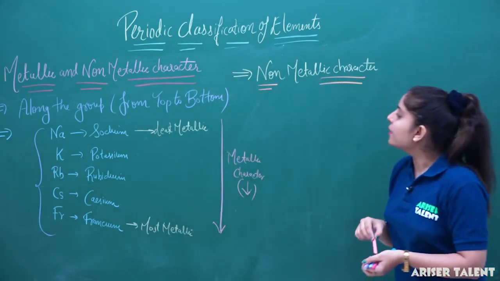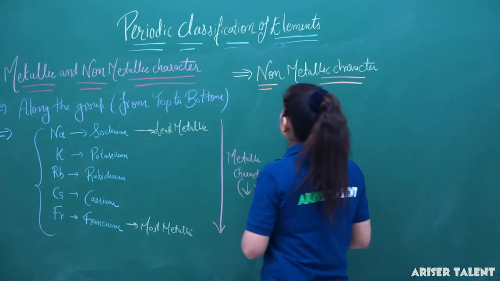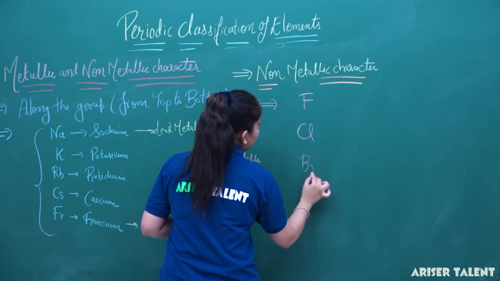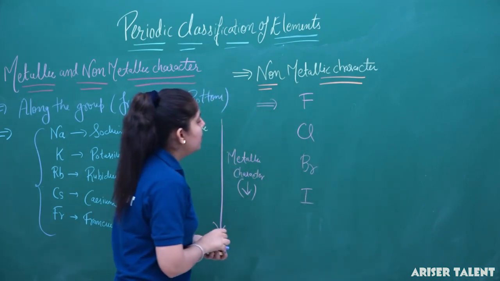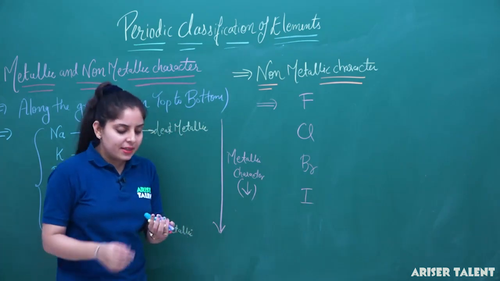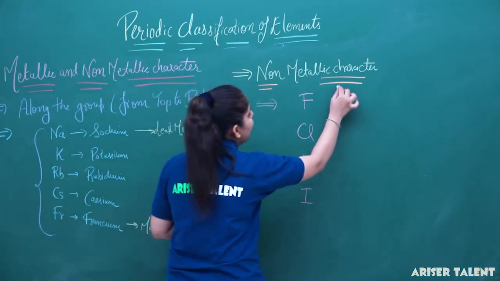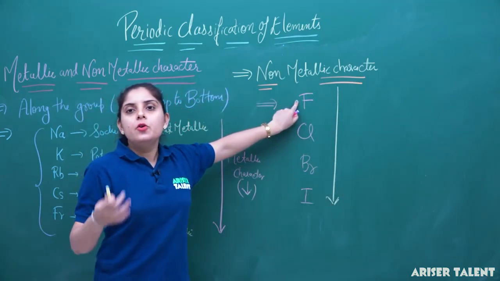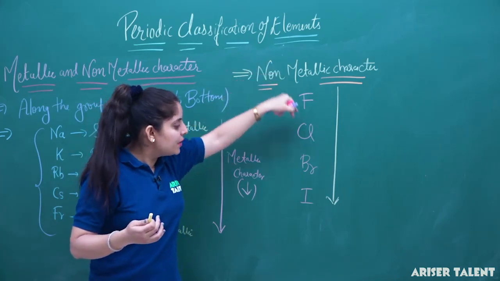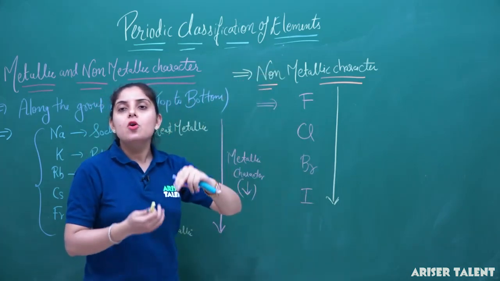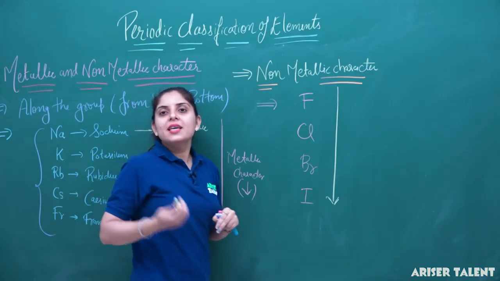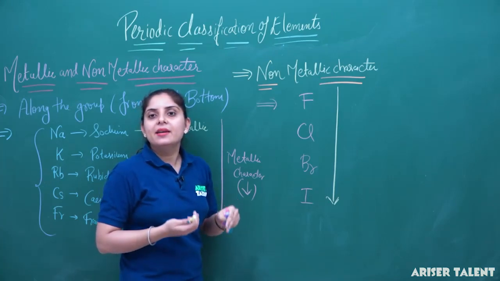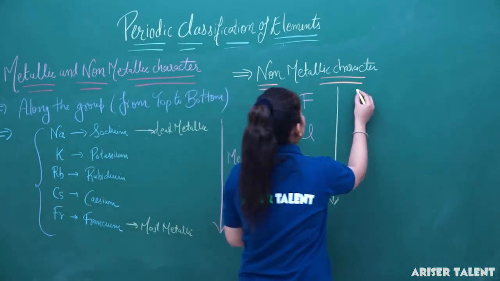Now, if I am considering the non-metallic character along the group, let us take the group 17 elements here, that is fluorine, chlorine, bromine and iodine. Now, these are the group 17 elements and these are basically known as halogens. Now, if we are moving from top to bottom, fluorine is a non-metallic element. But if we are moving down the group, we can see that the non-metallic character is going to decrease.